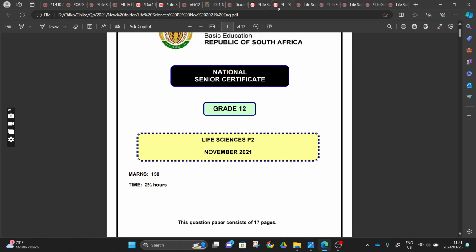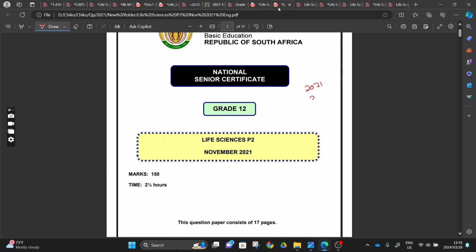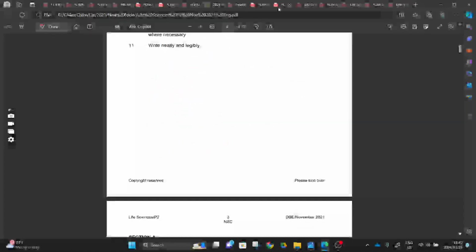2021, I told you that most of the time we will be focusing mostly on 2021, 2022, and 2023, since we are at this year's school. We did 2015, then 2021, November, paper 2. At this moment, you know that we are in paper 2. Then let's move and find our questions.